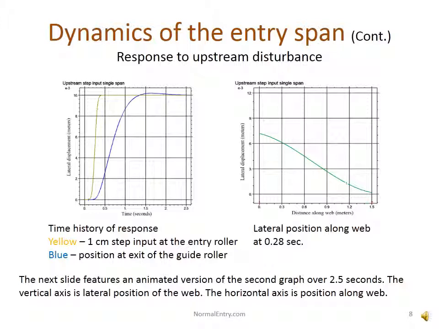Now let's look at the response of the entry span to a step change in lateral position at the entry roller. In the graph on the left, the yellow curve is the input disturbance at the entry, a 1 centimeter step change in lateral position. The blue curve is the resulting output, lateral position at the guide roller. And the graph on the right is a plot of lateral position along the length of the span, 28/100ths of a second after the change began.